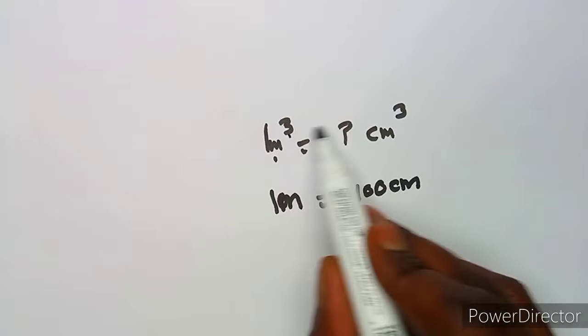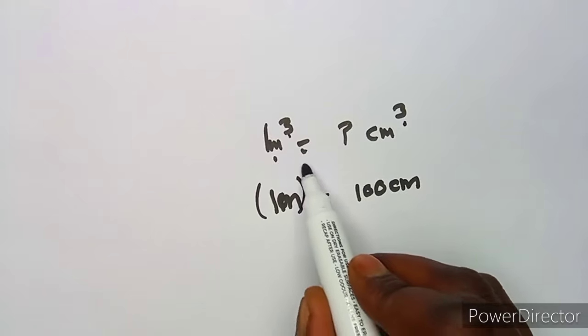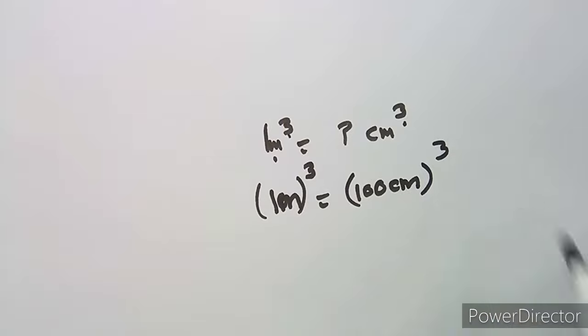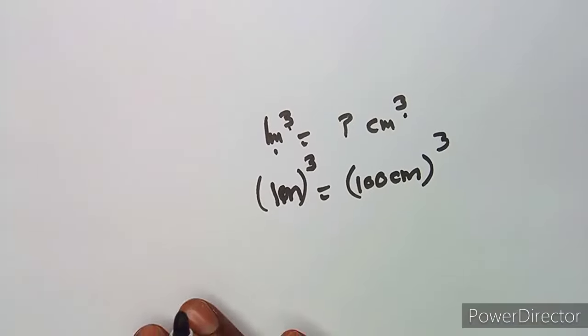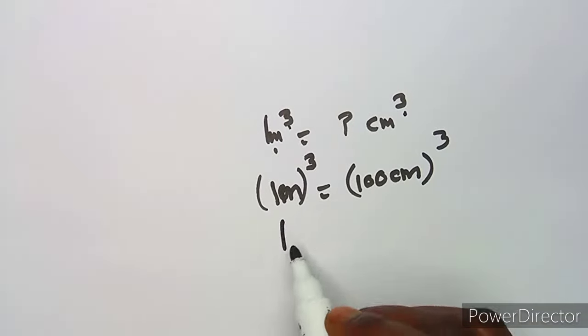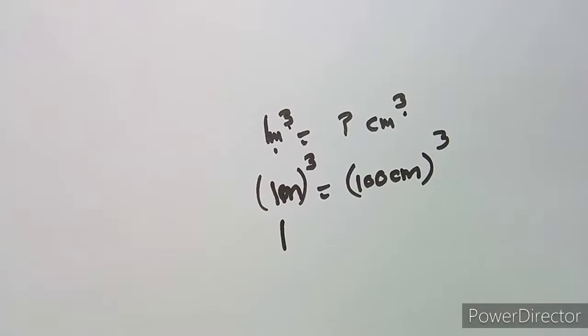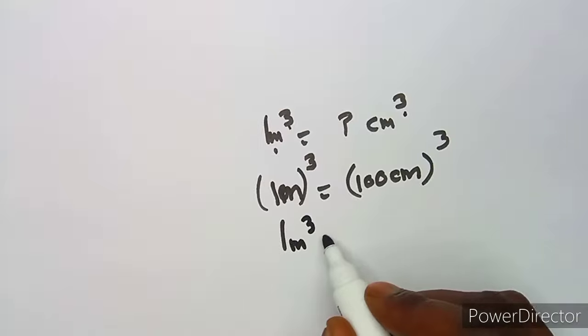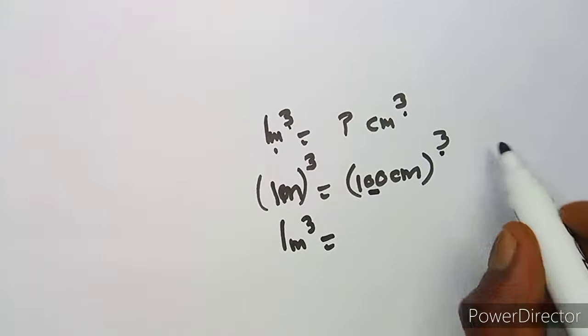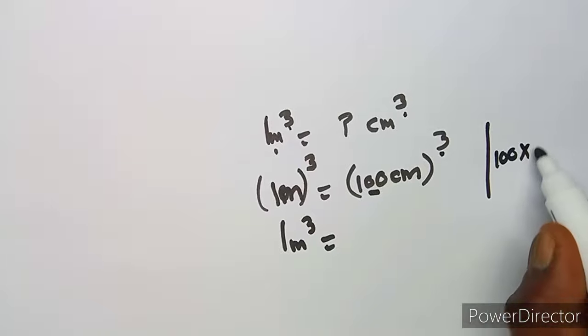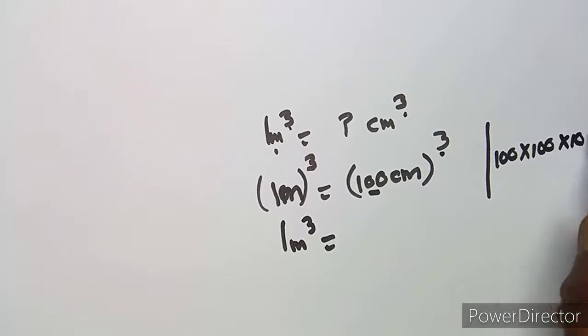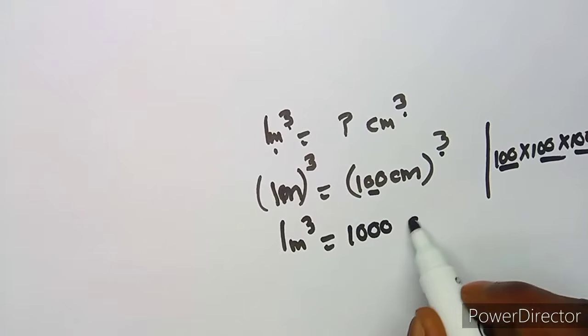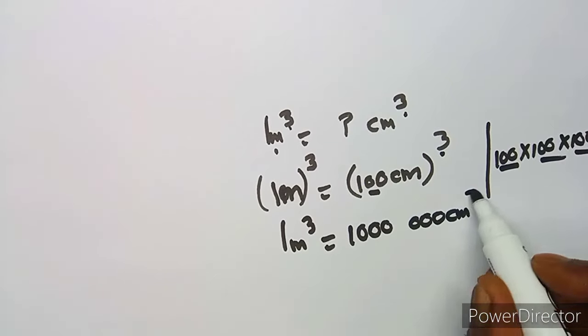So to obtain cubic meter, you just raise everything to the exponent of 3. That's 1 cubed, which is going to be 1, as you know 1 to the power of a number remains as 1. So it's going to be 1 cubic meter, which is 100 to the exponent of 3. That's 100 times 100 times 100. As you can see, we've got 2, 4, 6 zeros. That's 1 million cubic centimeters.